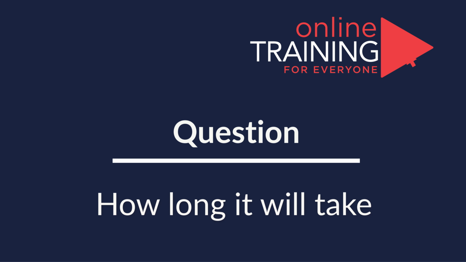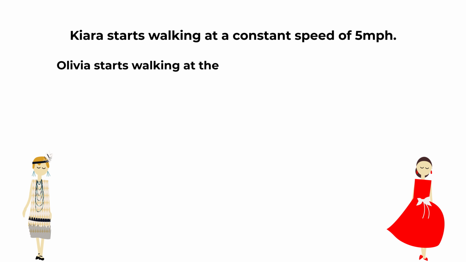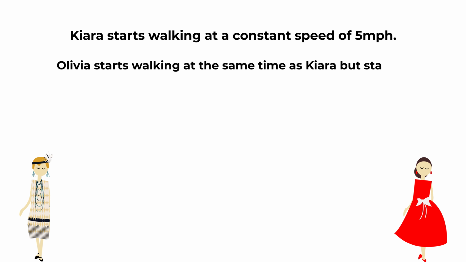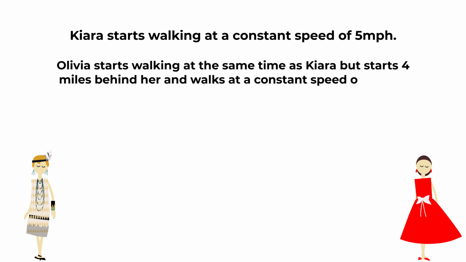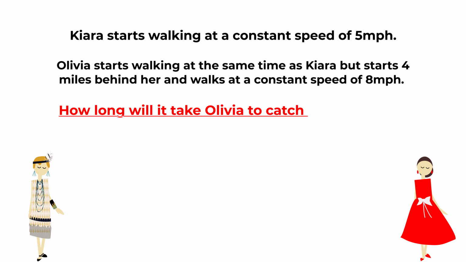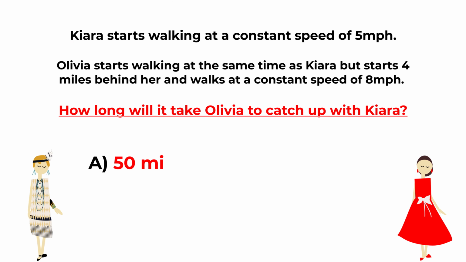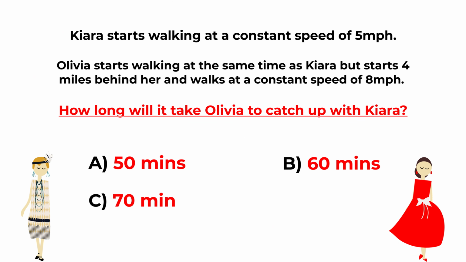Here's an interesting question we frequently see on the test. Kiara walks at the constant speed of 5 miles per hour. Olivia starts walking at the same time as Kiara, but starts 4 miles behind her and walks at a constant speed of 8 miles per hour. How long will it take for Kiara to catch up with Olivia? You're presented with 4 different choices. Choice A, 50 minutes, choice B, 60 minutes, choice C, 70 minutes, and choice D, 80 minutes.